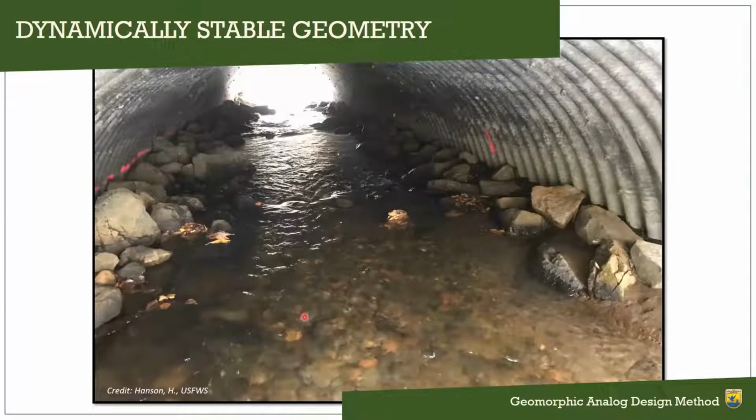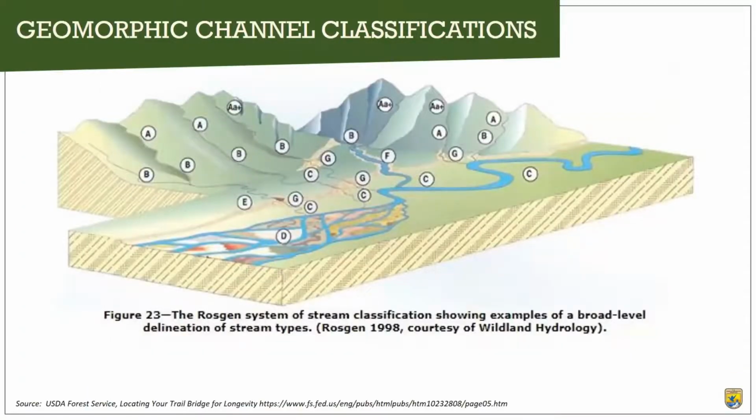And I like this picture because you can actually see the grain sizes of the substrate in the low flow channel. You can see that the low flow channel has been maintained. So we're really achieving that dynamically stable geometry in this picture. Our primary goal is to maintain the stream geometry inside of a culvert.